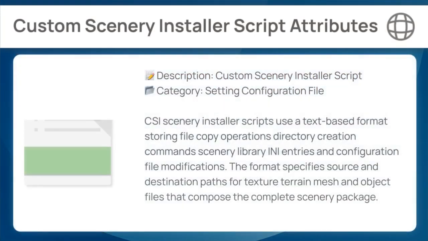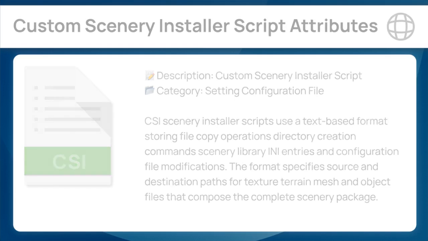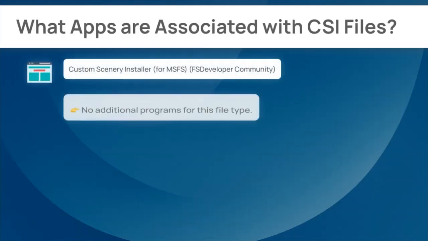CSI scenery installer scripts use a text-based format, storing file copy operations, directory creation commands, scenery library ini entries, and configuration file modifications. The format specifies source and destination paths for texture, terrain, mesh, and object files that compose the complete scenery package. Your first application to test with CSI should be Custom Scenery Installer for MSFS from FS Developer Community.